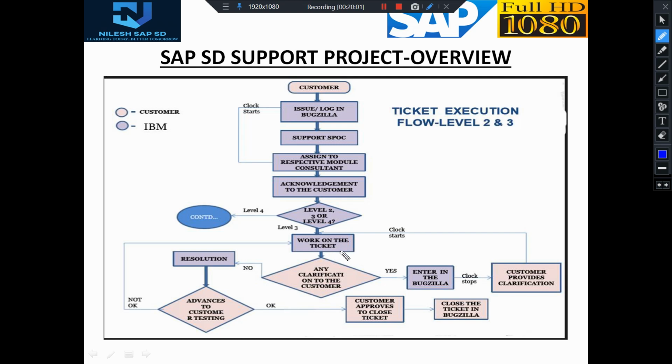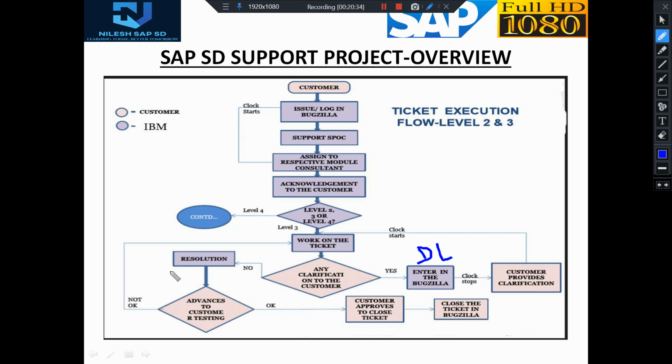Now, see, if some clarification is required from the customer, then from Deloitte's side we'll mention again that this is the clarification we require. We'll change the status of the ticket and assign it back to the user, as waiting for confirmation or something. Suppose he has given the clarification, then we'll work on the resolution.